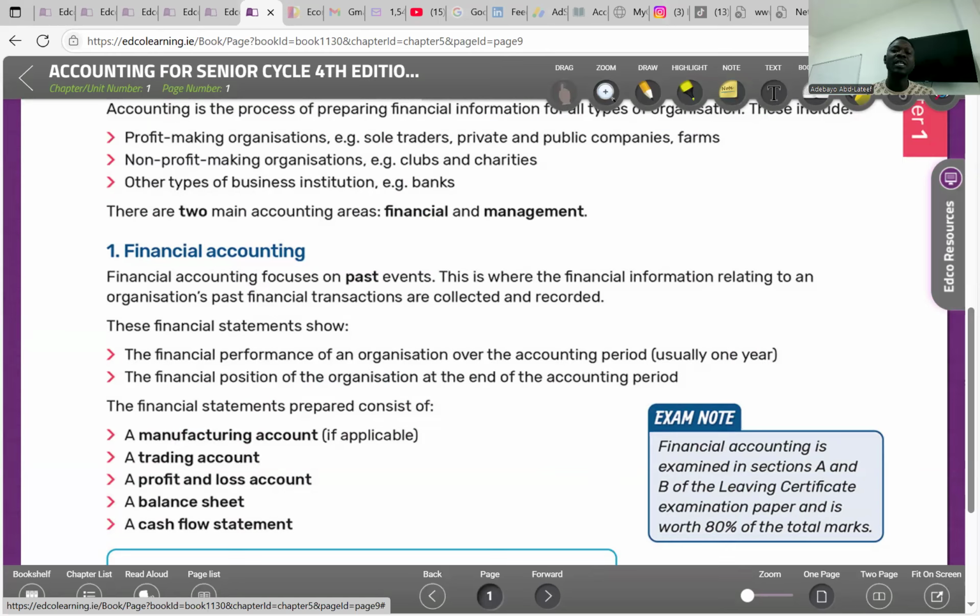And we have two main accounting areas. We have financial accounting and management accounting. So we're going to start with financial accounting.